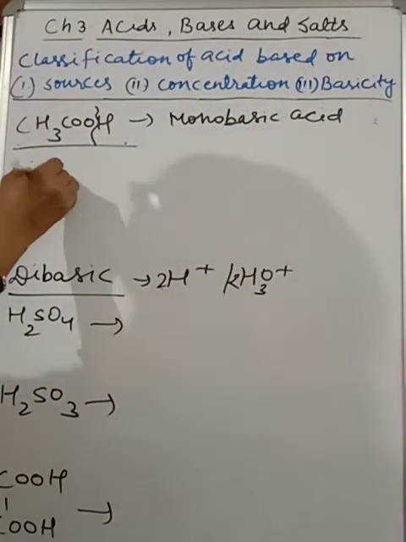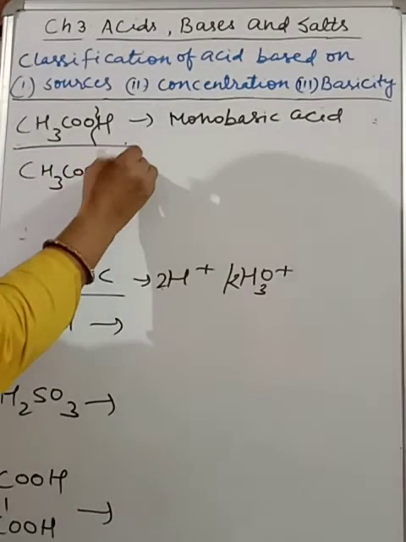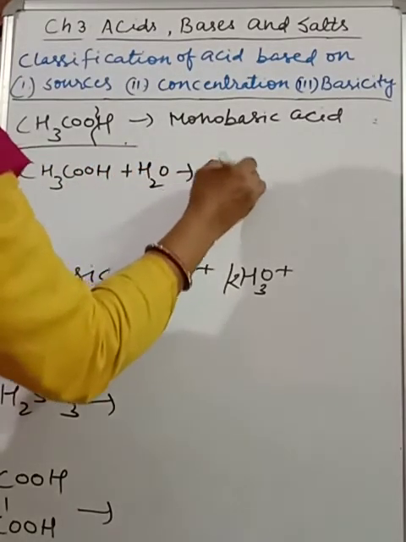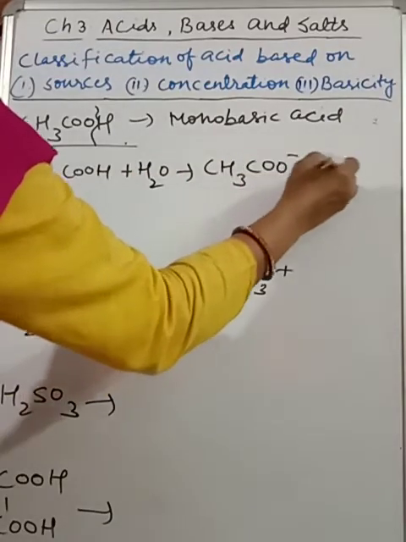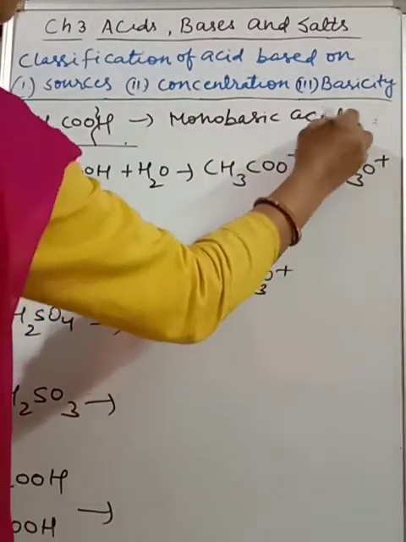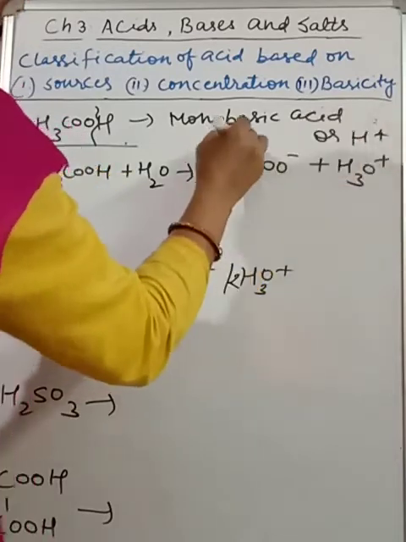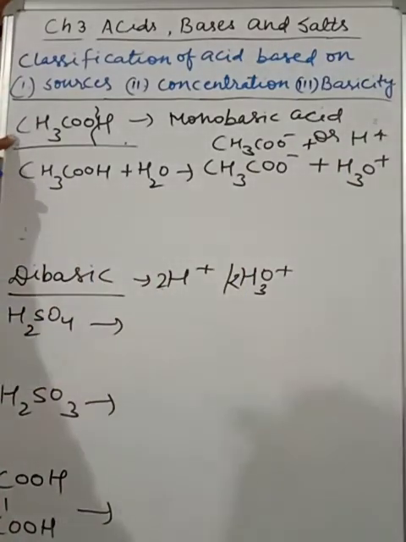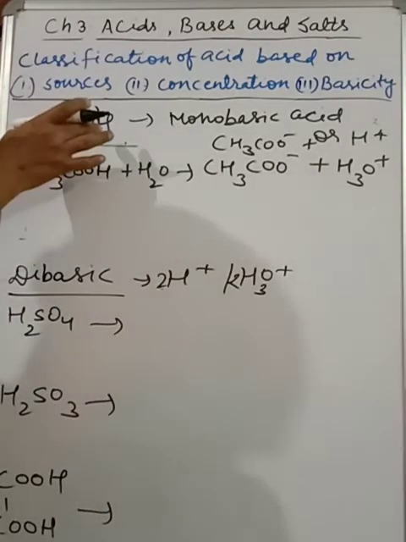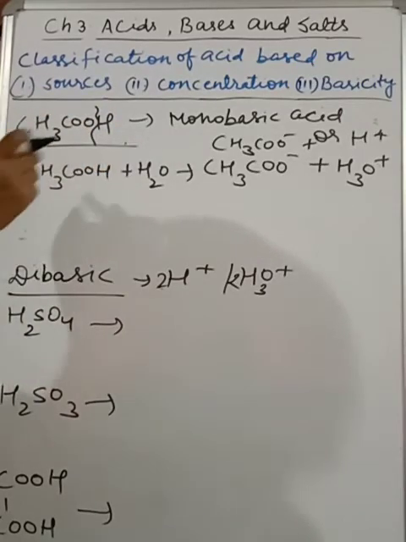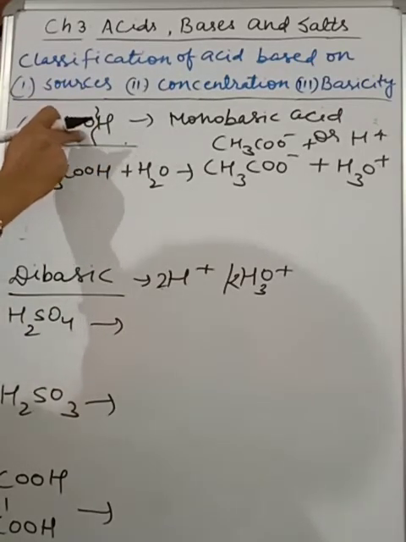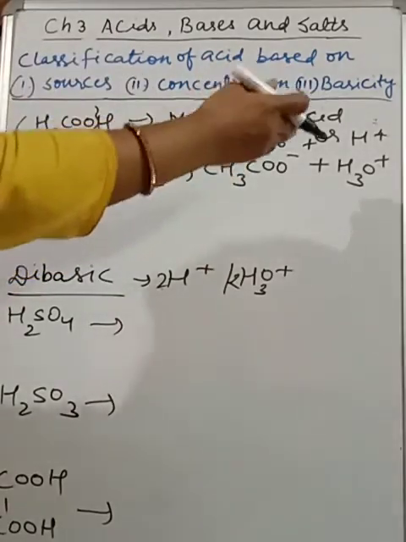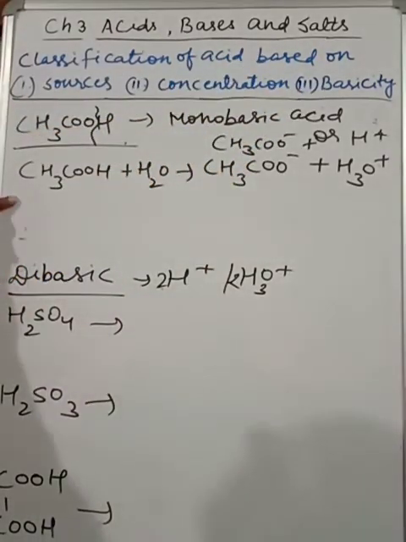So when we dissolve CH3COOH in water, we get only CH3COO minus plus H3O plus, or H plus and CH3COO minus. So from the examination point of view, it is very important that acetic acid is a monobasic acid in spite of having 4 hydrogen atoms, and the reason is that the hydrogen atom which is directly linked with oxygen can only furnish a hydronium or hydrogen ion. So I think it's clear to you why it is monobasic.